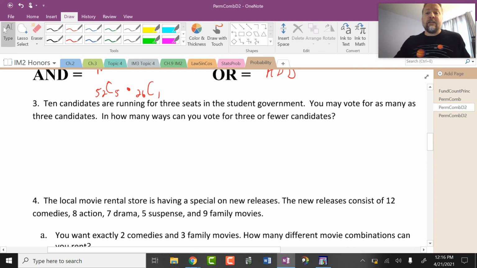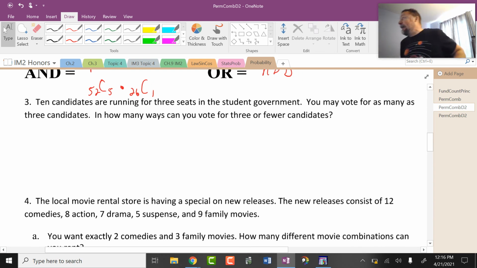All right. Now, looking at this first question, I'm going to do it again. Number 3, 10 candidates are running for 3 seats in student government. You may vote for as many as 3 candidates. Ooh, as many as 3 candidates. In how many ways? Curious who that is. You vote for 3 or fewer.